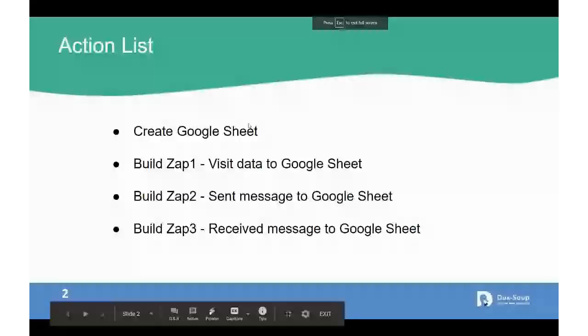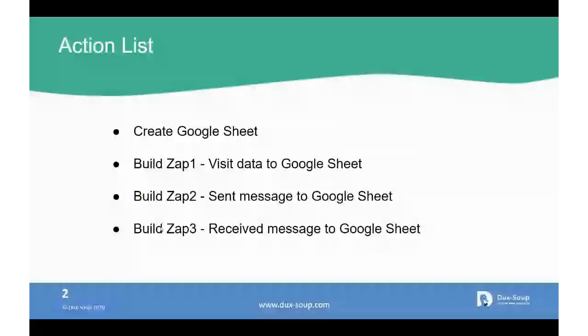If we go back to the slides. So we created our Google Sheet. We built our Zap number 1, the visit data. We built Zap number 2, the sent data. And we built our Zap number 3, the received data, the received message. Put that all into our Google Sheet, and we updated the row against the particular individual that we wanted to.